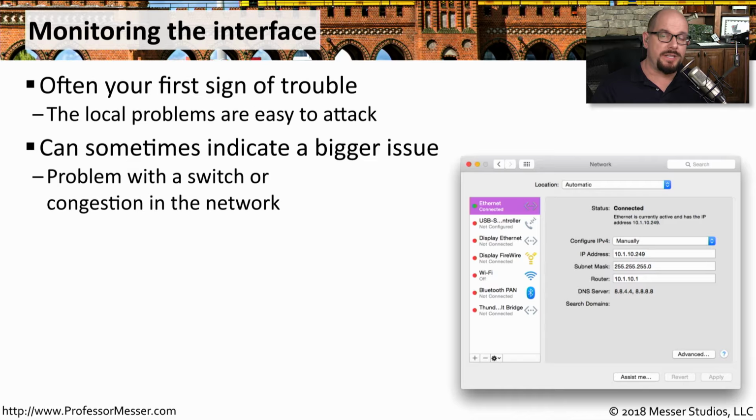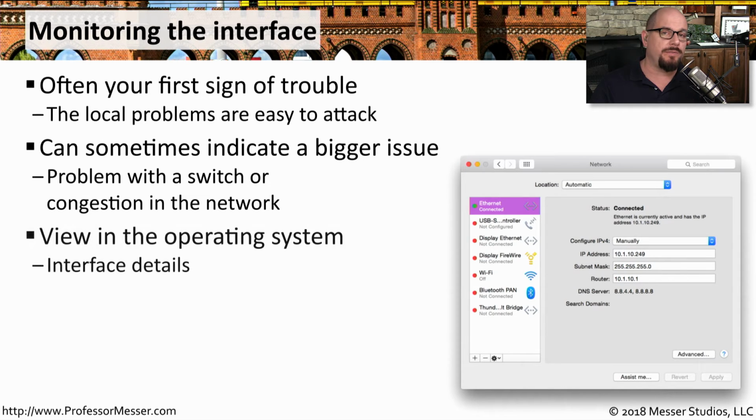For example, an increasing number of CRC errors may indicate a problem with a cable or with an interface, or we may be able to see the type of congestion that's on the network and determine if the utilization may be getting too high. A lot of this we can view in the operating system of the device itself.